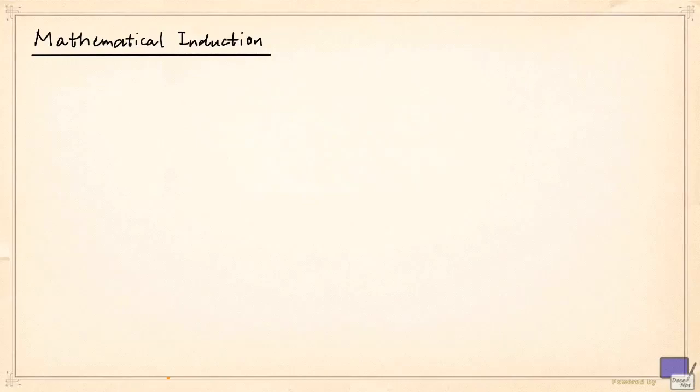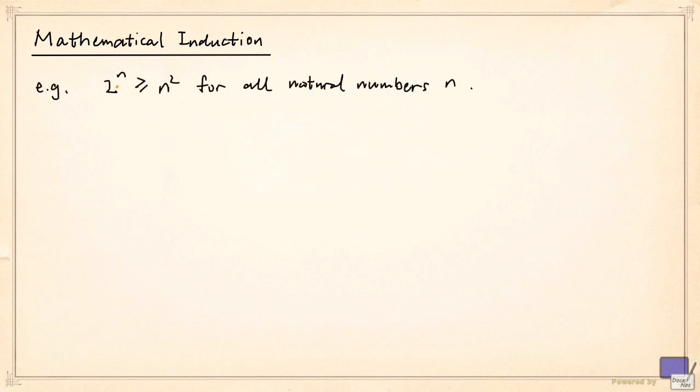Mathematical induction in its most basic form is often used to prove statements that depend on a natural number n. Here we use the convention that the natural numbers begin at 1. For example, 2 to the n greater than or equal to n squared for all natural numbers n is such a statement. In order to prove something like this using mathematical induction, what you need to establish are the following.